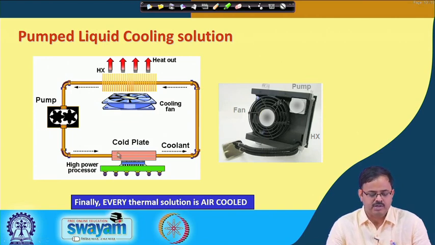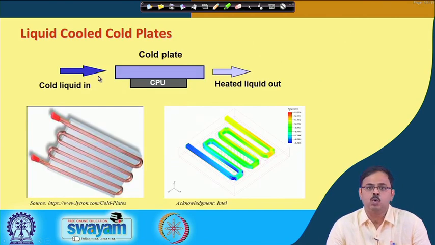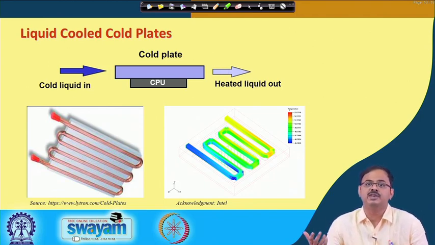The other thing I want to point out is, both here as well as in the previous one, I said cold liquid in, heated liquid out, but there can be situations where the liquid may reach its boiling point and start to boil, and therefore, what comes out is a liquid plus vapor combination. Okay. So, that is also possible, that is called two phase cooling.